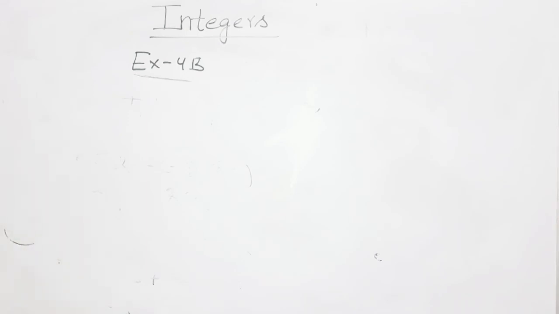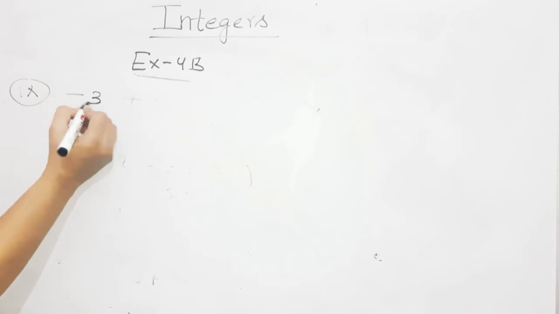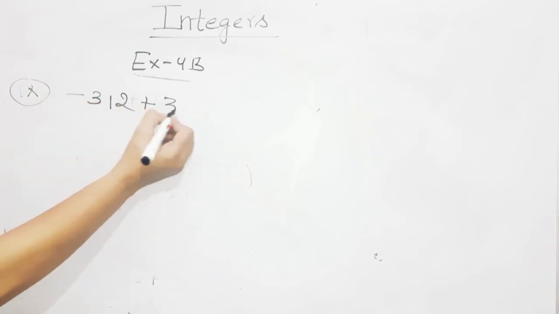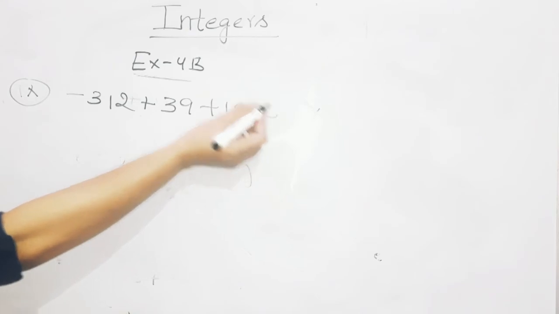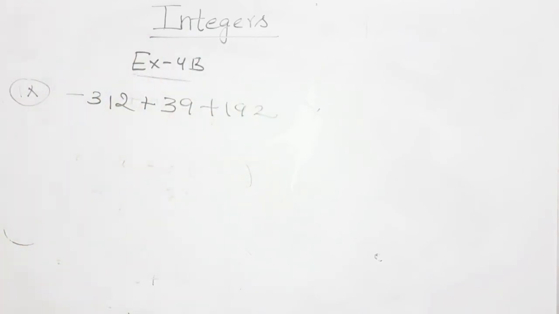So coming to option number 9. Option number 9 is also having 3 integers, 1 negative and 2 positive integers. The negative is 312 and the 2 positive integers are 39 and 192. So how will you proceed, students? What will you do? We will start from one side, right? -312 plus 39, 1 positive 1 negative.